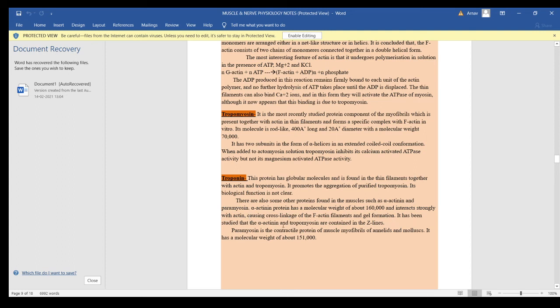It has been studied that alpha-actinin and tropomyosin are contained in the Z line, that is within the I band. Then paramyosin is also one of the contractile proteins of the muscle myofibrils of annelids and mollusks, and it has a molecular weight of about 151,000.